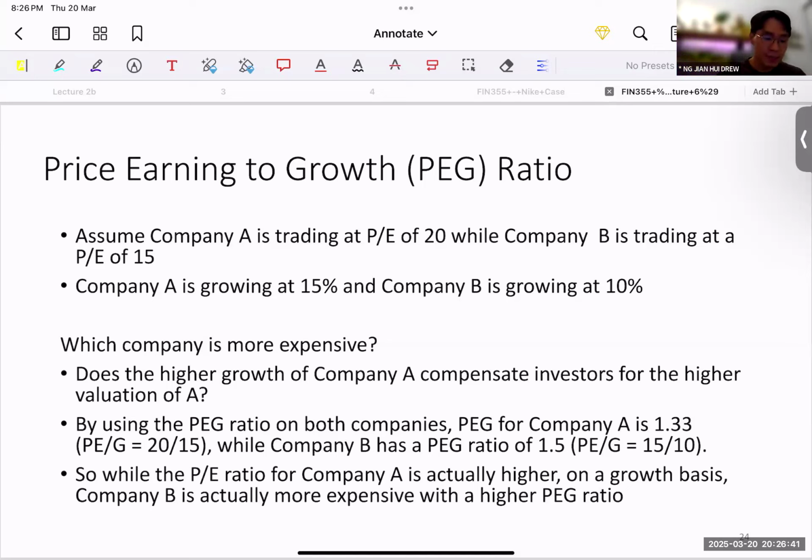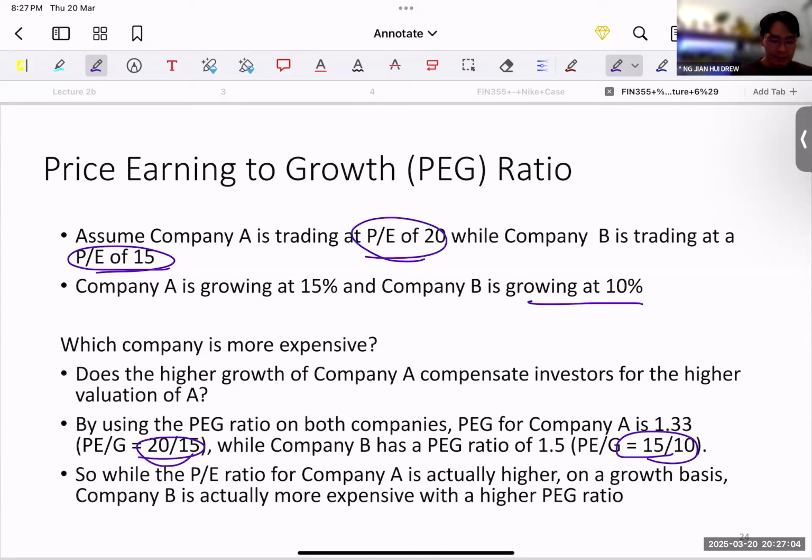So let's calculate PEG, right? Using the PEG ratio, company A is 20 divided by 15, company B is 15 divided by 10. While the PE of A is higher, so on a pure PE basis, PE is higher for A, on a PEG basis, actually the PEG for B is higher. So you notice that it really depends on how you evaluate PE or PEG, because if there's different growth, we need to consider the growth as well.